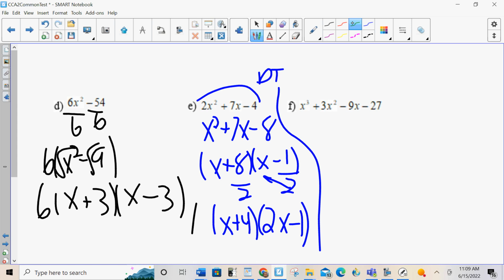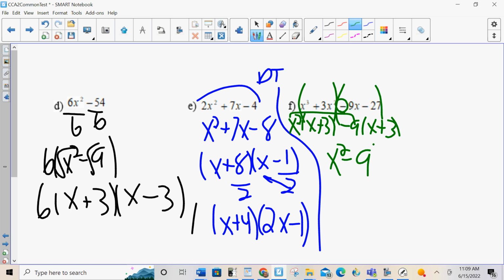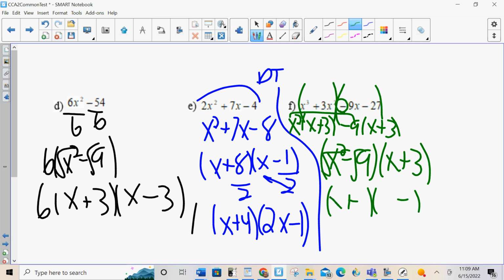F, is there a GCF? No. There are 4 terms, so it is grouping. So I pull up the GCF of the first group. I pull up the GCF of the second group. If there's a minus in front of the group, I pull out a negative. I combine my coefficient. I keep my like term. Can I factor further? Yes, that's dots. Plus and minus, square root of each, x and x, 3 and 3. The other x plus 3 comes down.